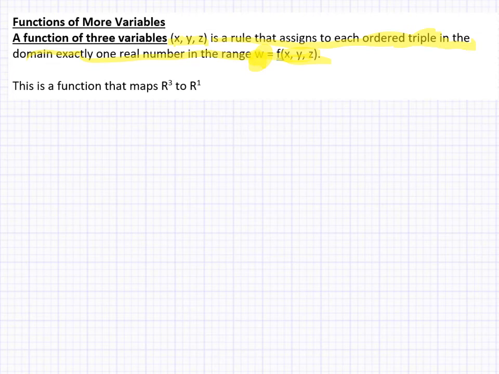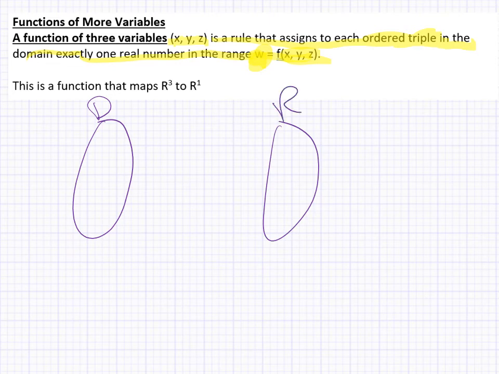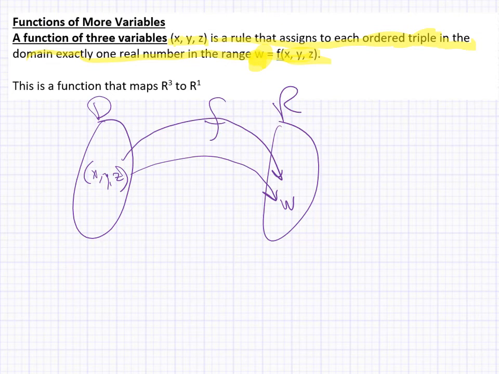And so we kind of use that same mapping principle of, okay, here's our domain, here's our range. We're going to get this mapping from here to here with this function, but our domain now is going to be this ordered triple, and our range is still going to be this single real number, say w, which is going to be f of x, y, z.